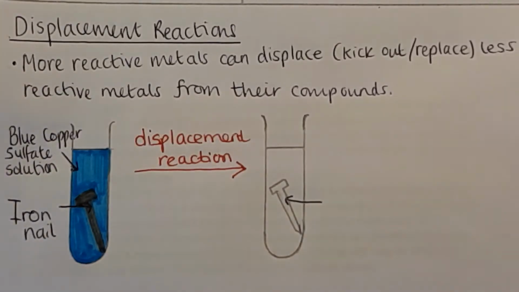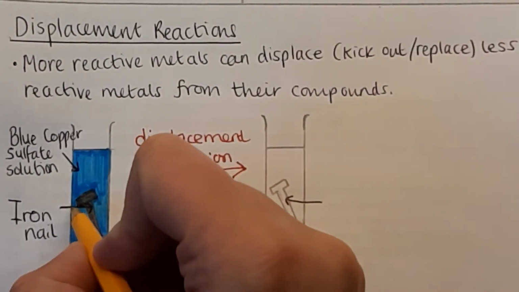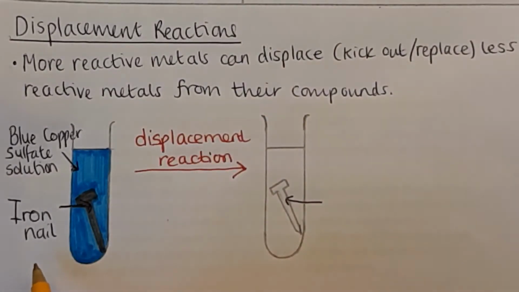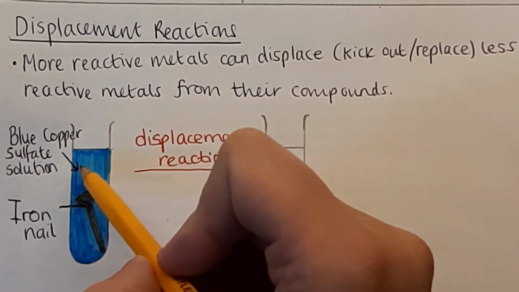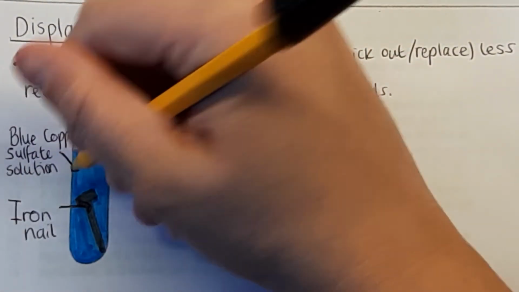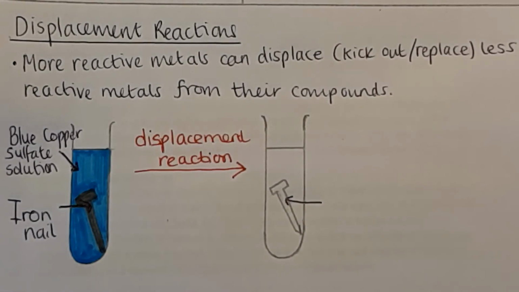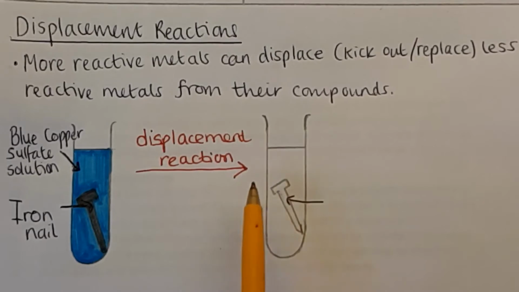So what I've done here is we've labelled the iron nail here, written a label for that, and I've coloured that in grey. You could have used a pencil. And here I've labelled the blue copper sulfate solution, and that's a blue solution, and it has the copper sulfate dissolved in it, which appears blue. So this contains copper ions and sulfate ions. Then our displacement reaction occurs between the iron metal and the copper sulfate in solution. And what happens is the iron displaces the copper from the sulfate solution.